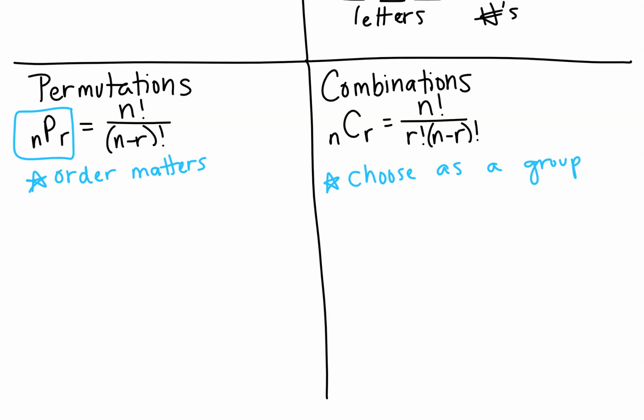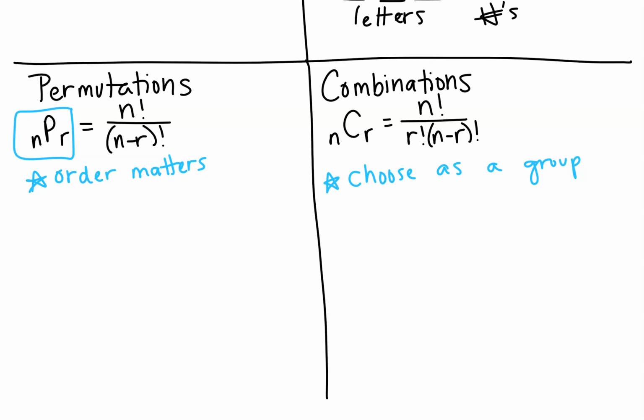Okay, it's worth noting that permutations kind of overlap with the counting principle. So sometimes when you see those, you might think, is it a permutation or is it the counting principle? They kind of overlap. There are problems that you can work as one or the other and you'll get the same answer.